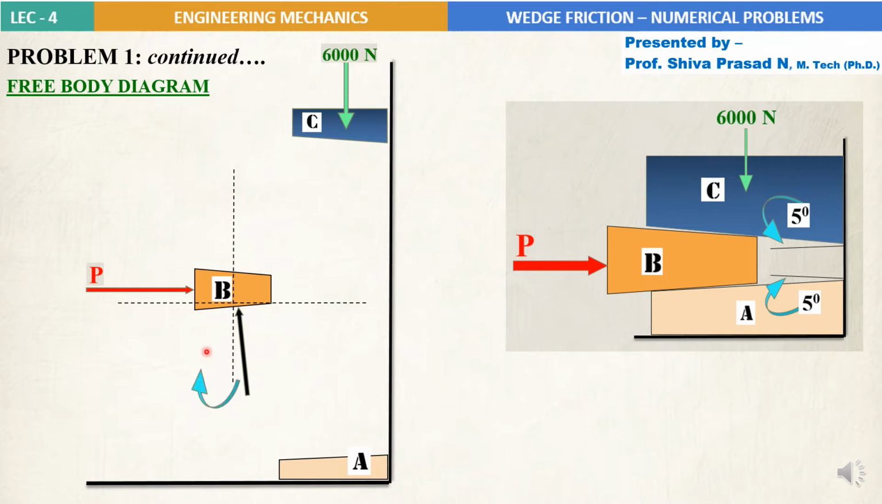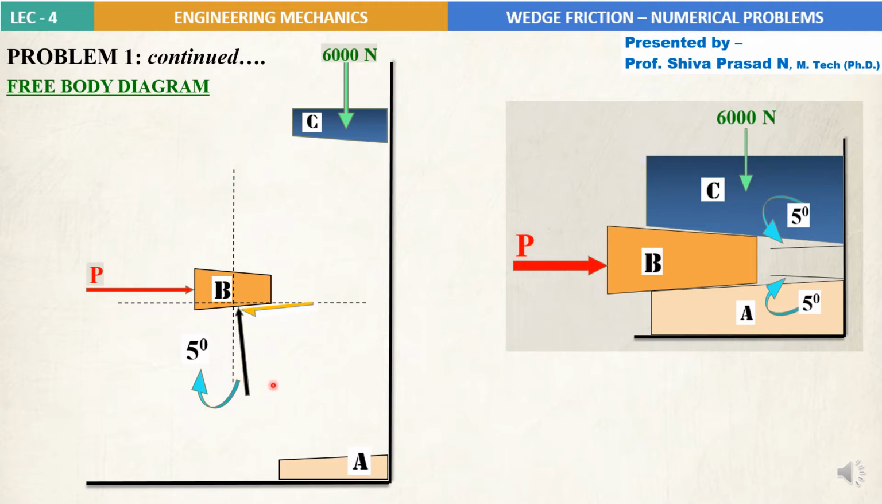and please note that the inclination of the normal reaction with respect to the true vertical will be equal to 5 degrees. Why? The reason is all the inclined surfaces of the wedges are inclined at 5 degrees to horizontal. That's what is given. So the normal reactions will also be inclined at 5 degrees with respect to true vertical.